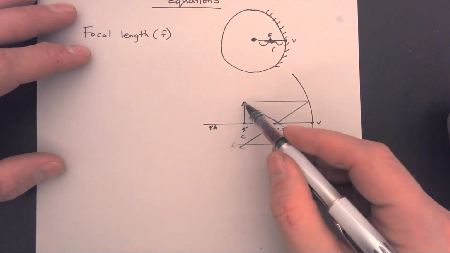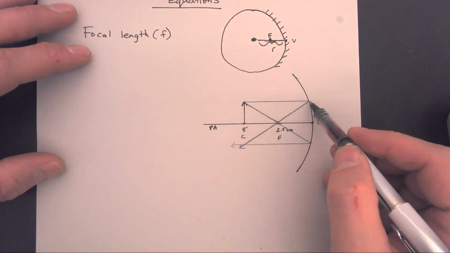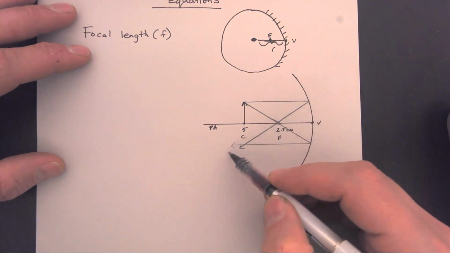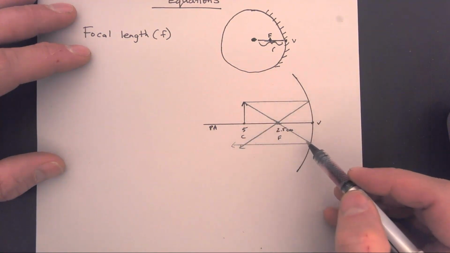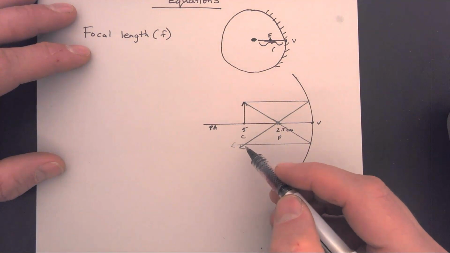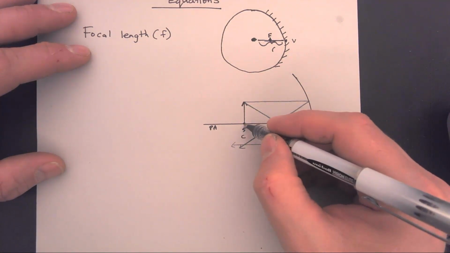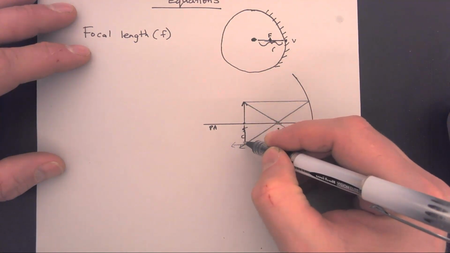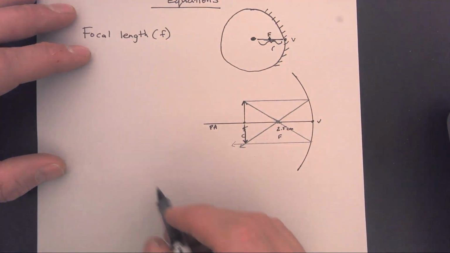Here you can see I've drawn a ray diagram and I've put the object at C. I've then followed the rules, going parallel to the principal axis, going through the focal point, and going through the focal point, and then going parallel to the principal axis. You can see that the image forms exactly at C upside down.